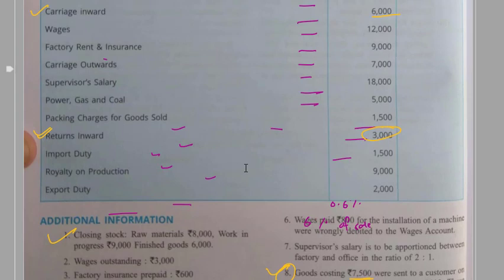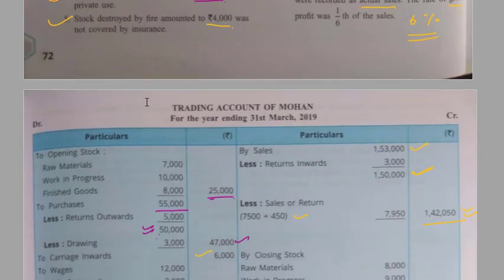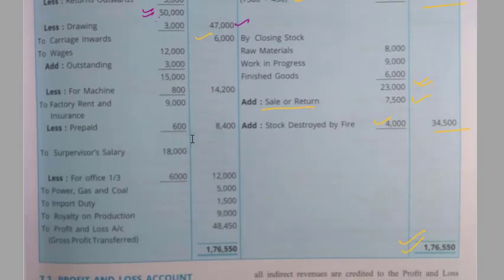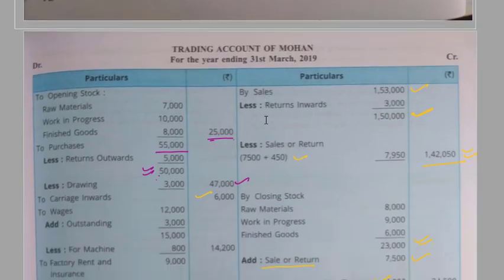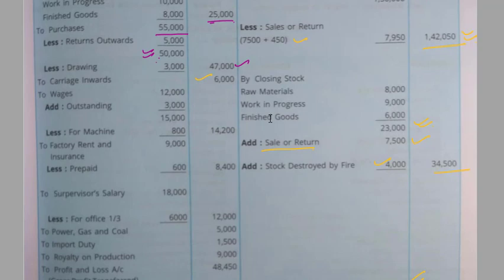Okay, whether it will take 30 minutes or 50 minutes or 1 hour, no problem, but you will understand how to solve this problem and what is happening, right? So now, the next item is wages. Wages is 12,000, so I will write wages as 12,000. So here we have one entry called wages 12,000.